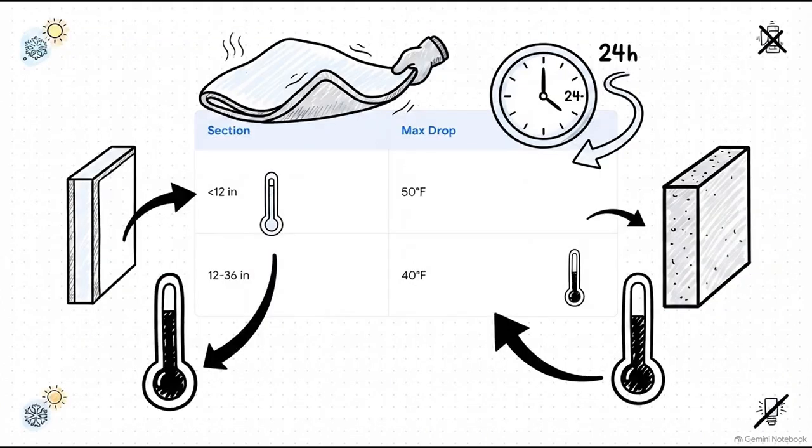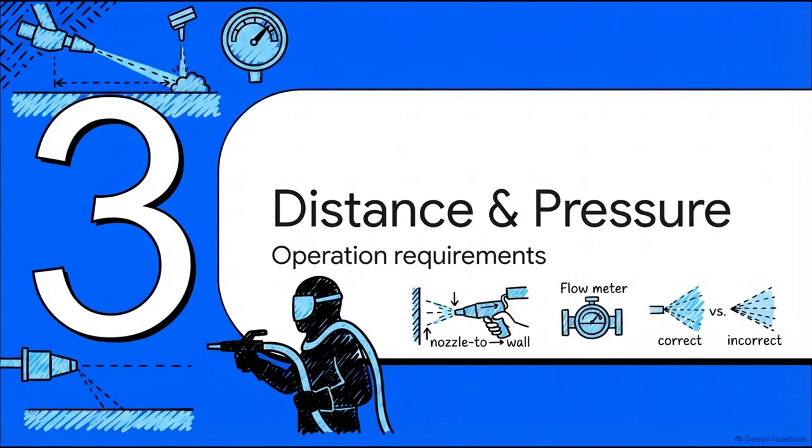Just don't do it. Now, when it's finally time to remove that cold weather protection, you can't just rip it off and shock the system. During the 24-hour removal period, a section that's less than 12 inches thick can only drop a maximum of 50 degrees Fahrenheit. If it's a thicker section, say between 12 and 36 inches, that maximum allowed decrease actually tightens down to just 40 degrees.